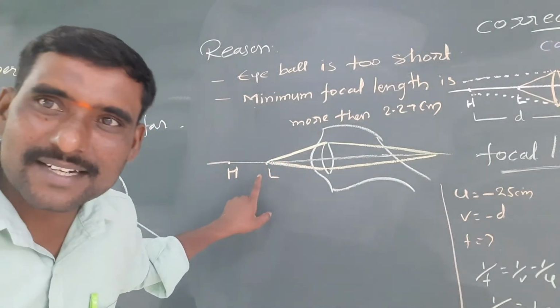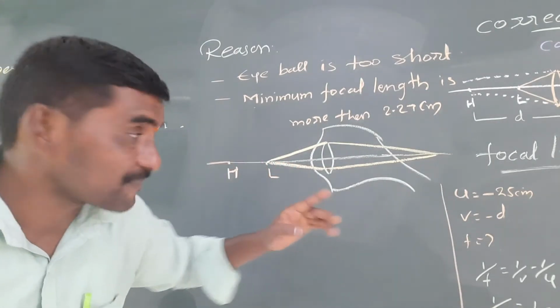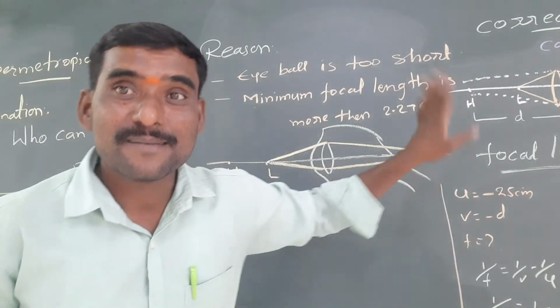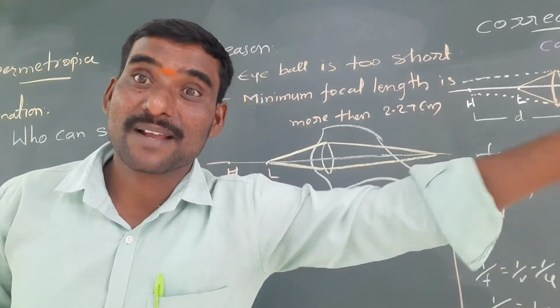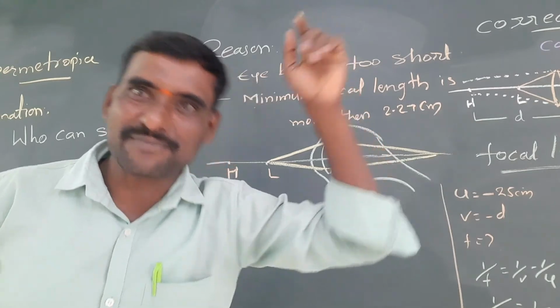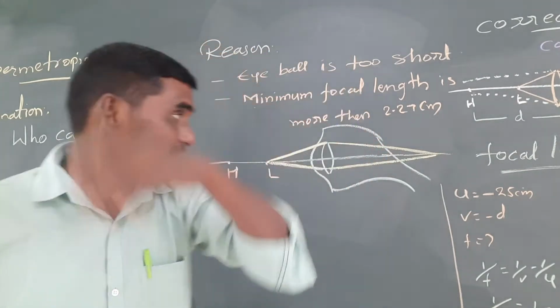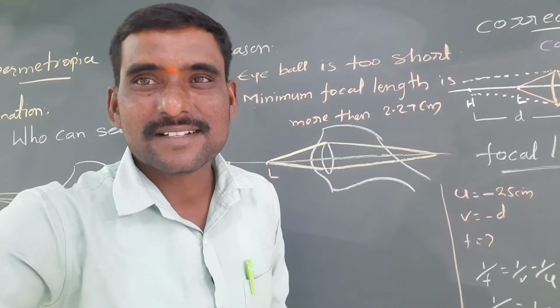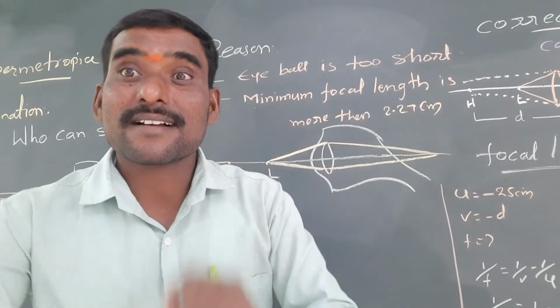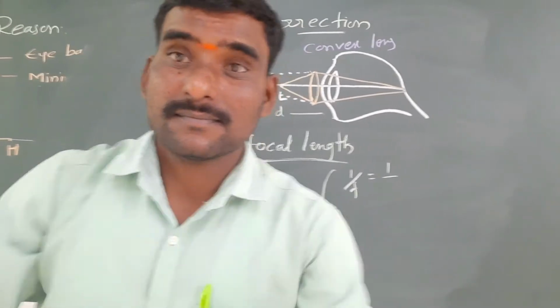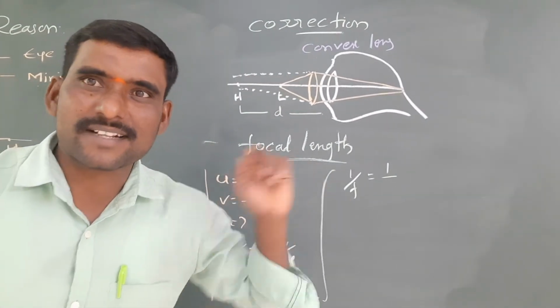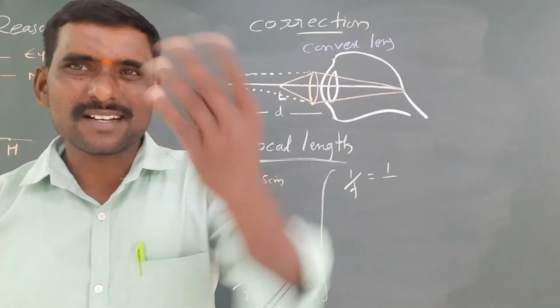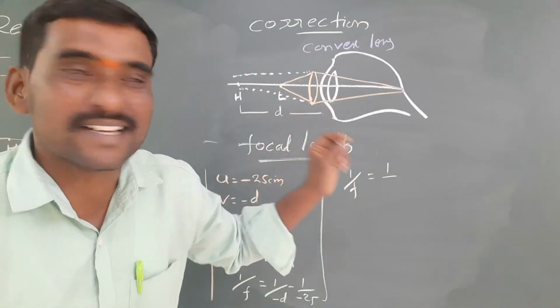See, when I keep the object at 25 centimeters near, the image forms beyond the retina, not in front of the retina. Very, very important, this difference. Next, how can we correct this one? By using a convex lens. Now, correction. We know already, a convex lens we should use.